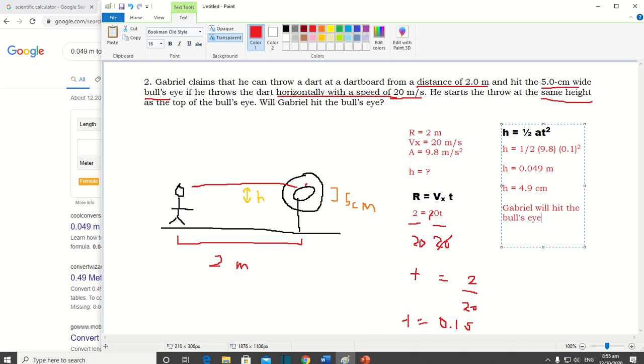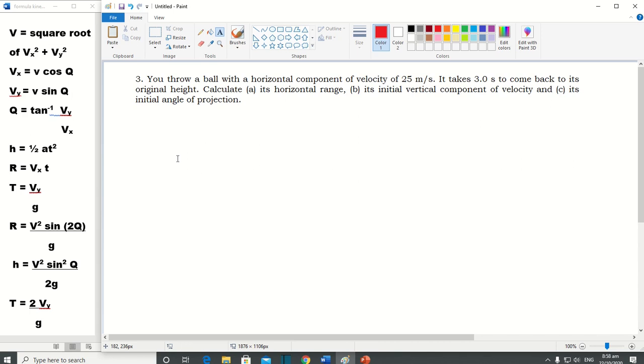Sabi dito sa third worded problem natin, you throw a ball with a horizontal component of velocity of 25 meters per second. It takes 3 seconds to come back to its original height. Calculate its horizontal range, its initial vertical component of velocity, and its initial angle of projection. So ngayon, illustrate muna natin siguro, or identify muna natin, mas ka-underline lang natin ano yung mga given.